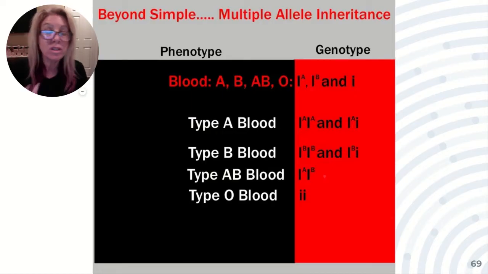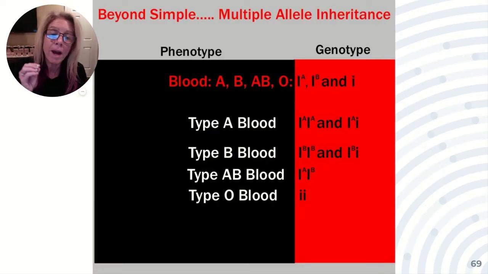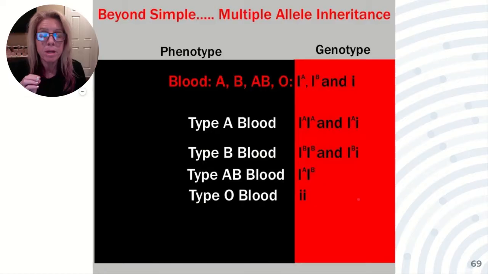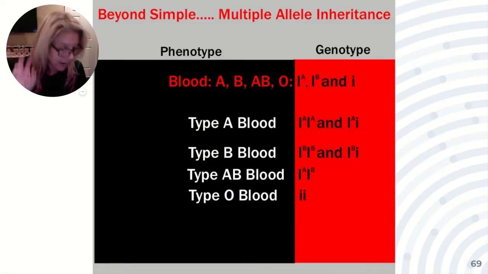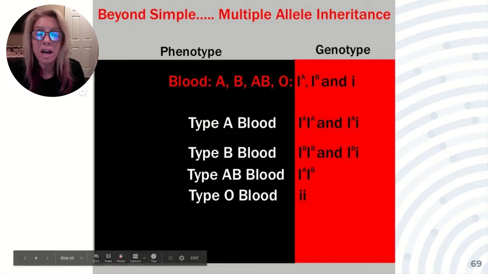Now, here's another exception to the rule. Because you have multiple alleles, you have multiple phenotypes as a result. You just don't have those 2. And also, you have an example of codominance, because both the A allele and the B allele are dominant. That means the red blood cell has A antigens on it and it has B antigens on it. And then type O blood is homozygous recessive.